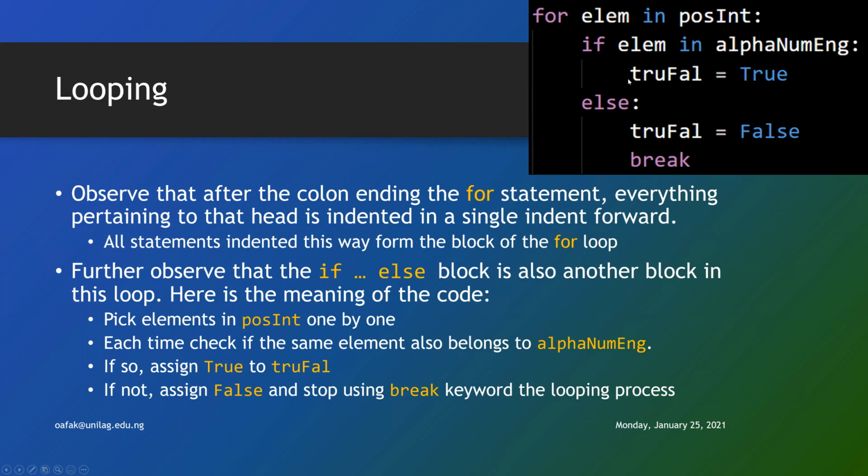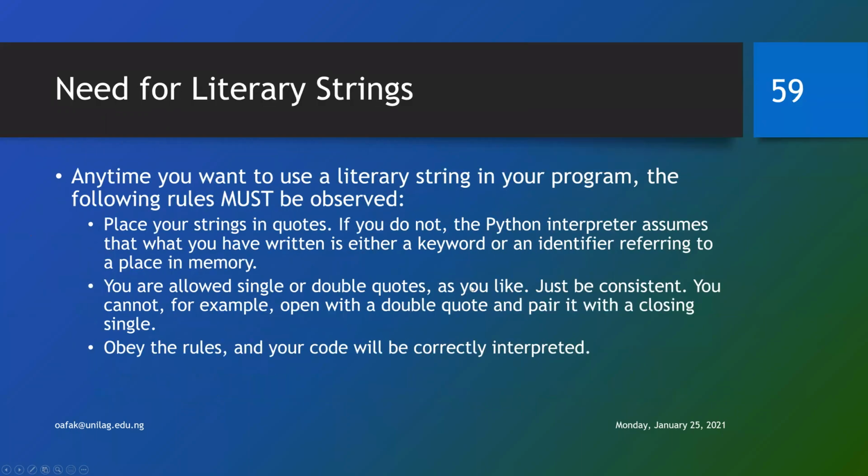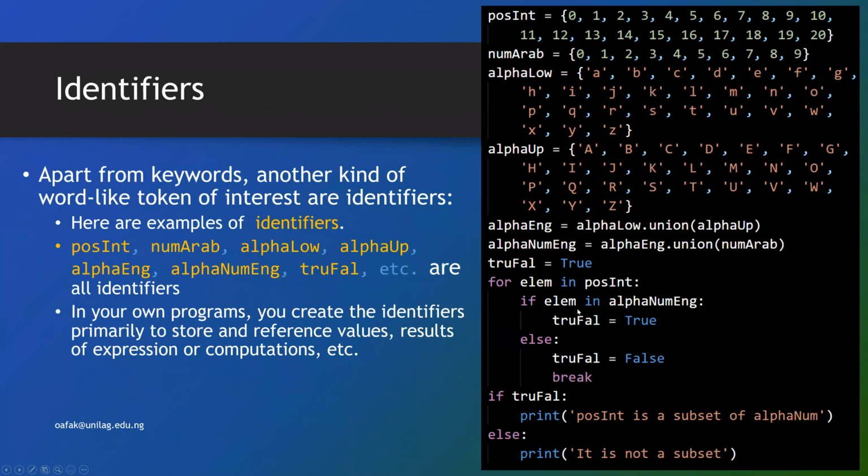So when you do that, that's it. Let us see how it goes. I'm just trying to see. So if it is there, you see. Print POSINT is a subset of alphanumeric set. So just try this and see how it works out.